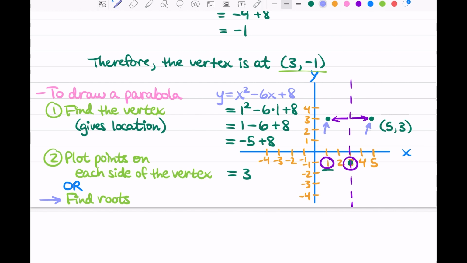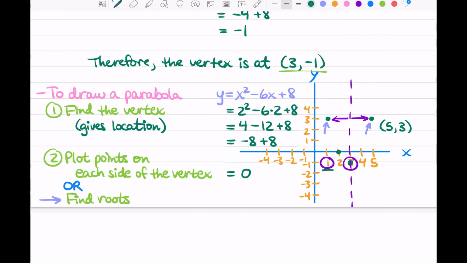So let's find one more point on the left side. How about we plug in x equals 2? Looking back at our quadratic equation, we have 2 squared minus 6 times 2 plus 8. 2 squared is 2 times 2, which is 4, minus 6 times 2, which is 12, plus 8. 4 minus 12 gives us negative 8, and we have a plus 8 at the end. Negative 8 plus 8 gives us 0. So when x equals 2, y equals 0.